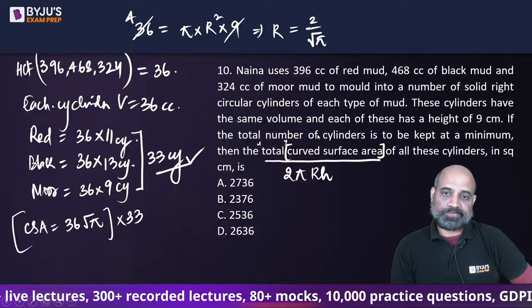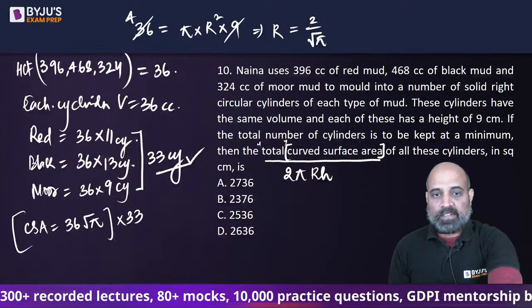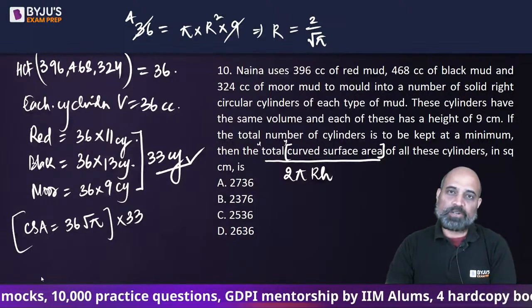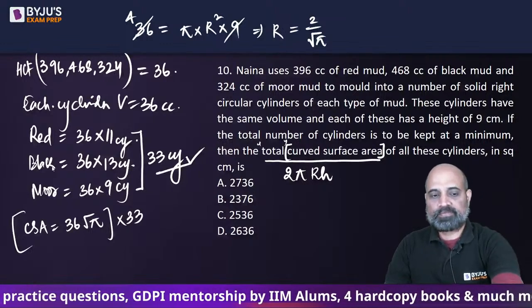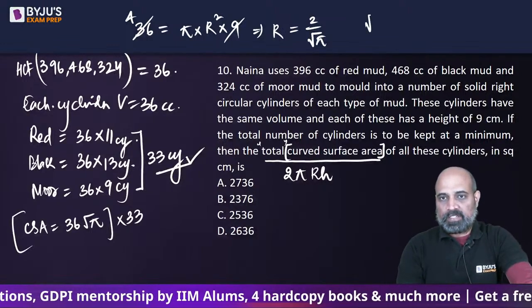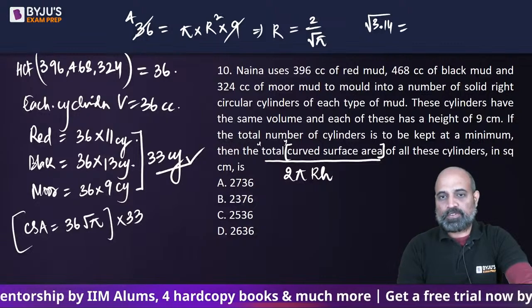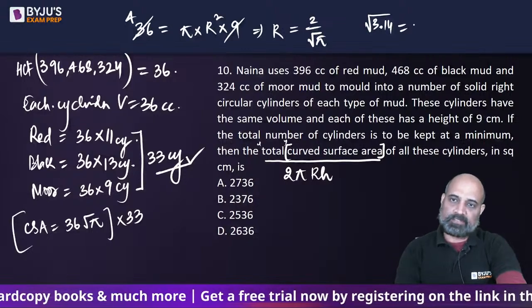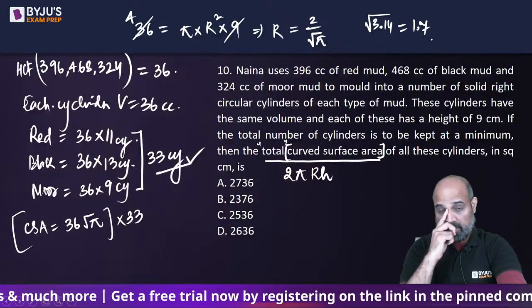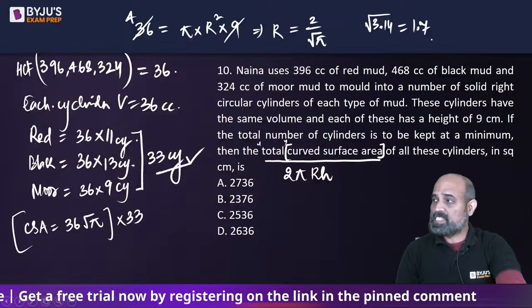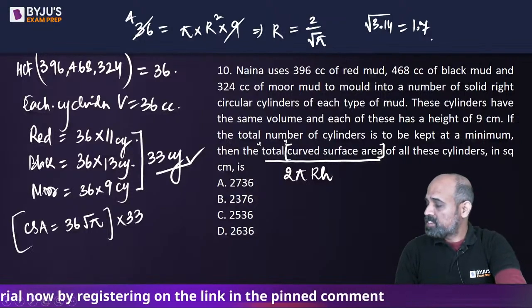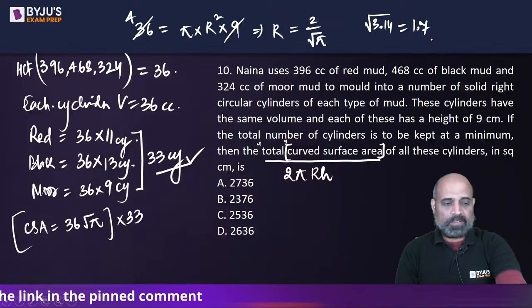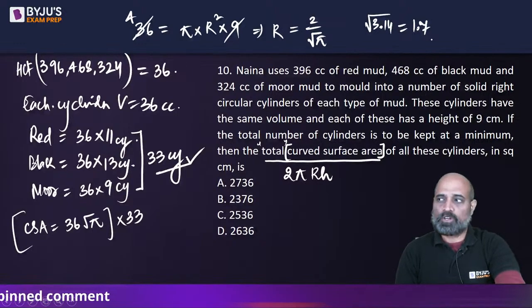So it becomes kind of imperative that we know what is going to be under root 3.14, right? So under root 3.14, 1.7, how much? 1.75 square, 17 into 18. No, it's going to be more than that.